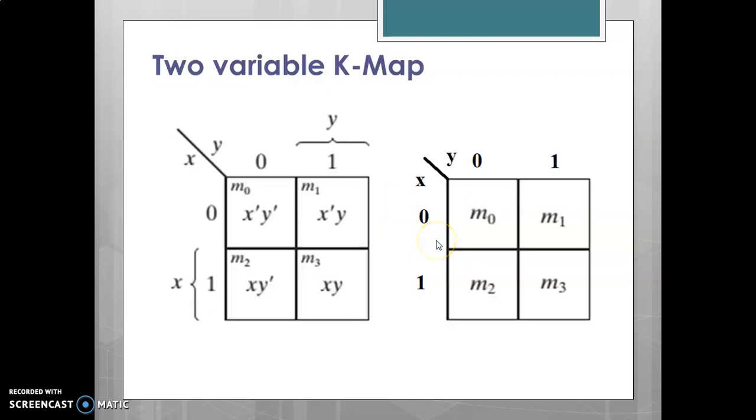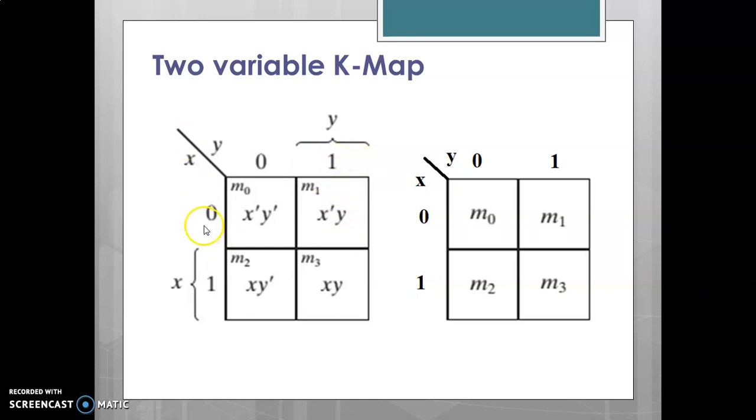The structure of the 2 variable K-map is shown here in figure. Since it's a 2 variable function, it will have 2 power n minterms. So the K-map will have 2 power 2, 4 cells or 4 boxes. The rows correspond to the variable x and the columns correspond to the variable y. In the first row, x takes a value of 0. In the second row, x takes a value of 1. Similarly, in the first column, y takes a value of 0. In the second column, y takes a value of 1.